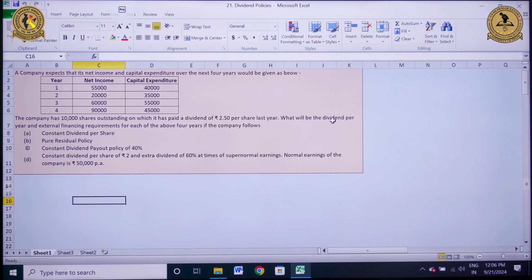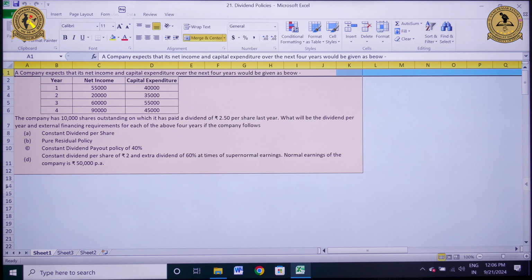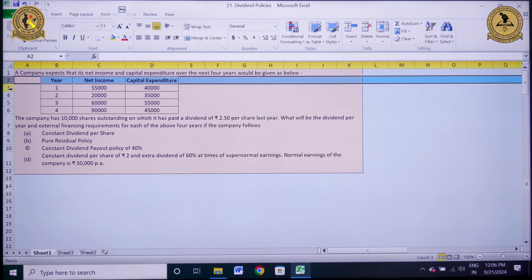Myself, Dr. Rishabh Gupta, and in today's session, we will be solving some numericals on dividend policies in MS Excel. So let's begin. A company expects that its net income and capital expenditure over the next 4 years would be given as below. Year, net income and capex.